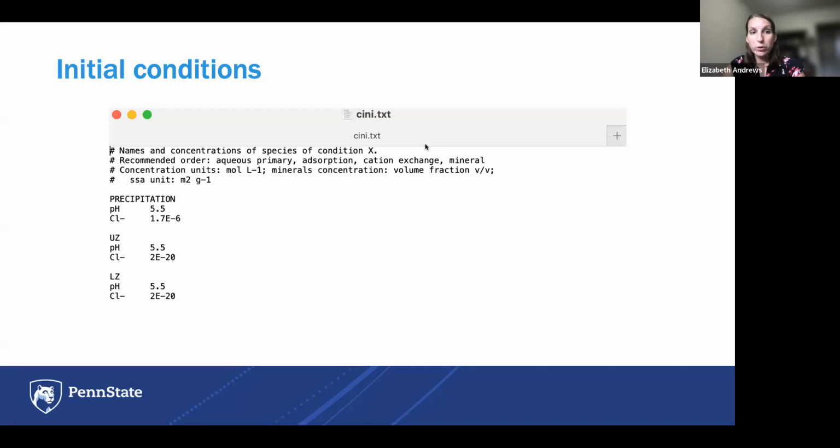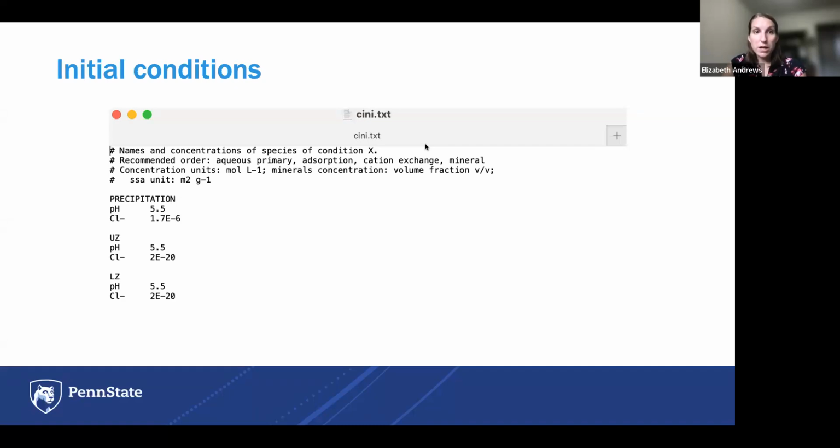Then in our upper zone, we have the same pH setting, same in the lower zone, and we have essentially no chloride present in these conditions. And you just can't assign 0 because numerical models don't love having zeros, but you can set the value very small and it essentially replicates a 0.